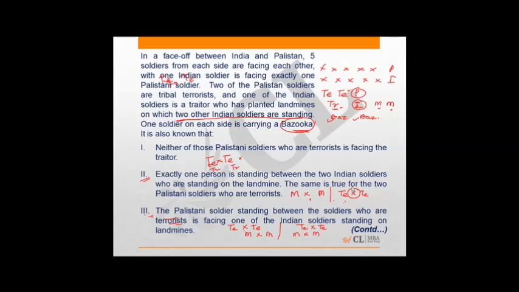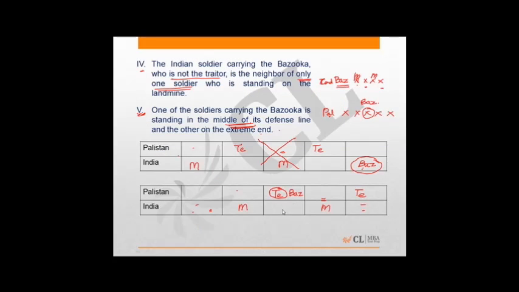So let's look at the first statement. The first statement says, neither of those Palestini soldiers who are terrorists is facing the traitor, right? So this cannot be traitor, this cannot be traitor, so this person is definitely the traitor. So bazooka guy is over here, right? What about the remaining four soldiers? They are the general four soldiers. So let's start solving the questions.